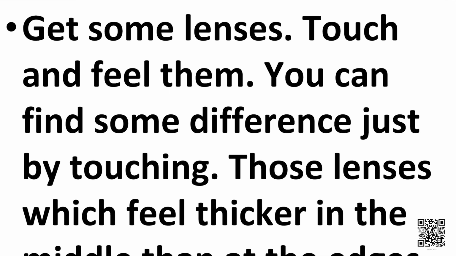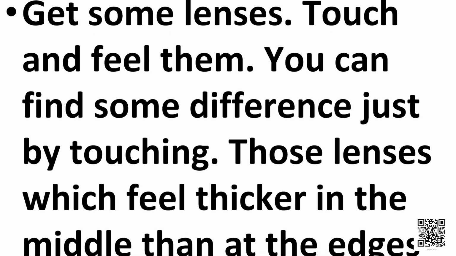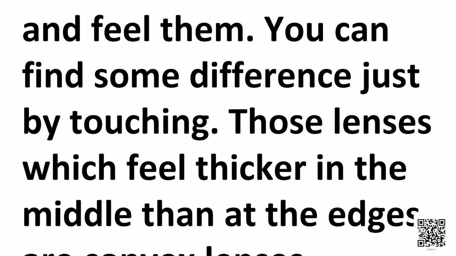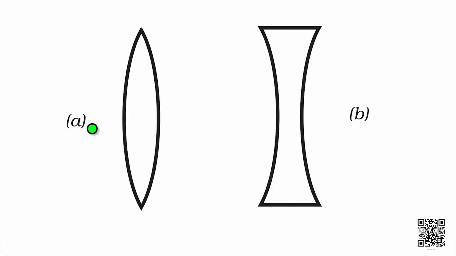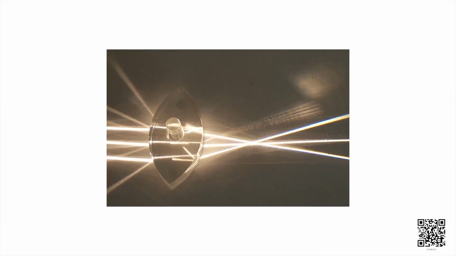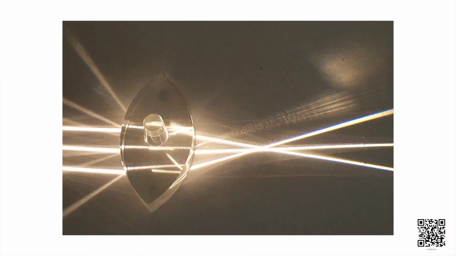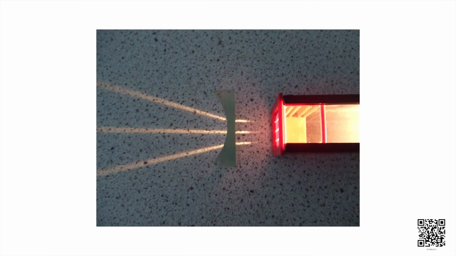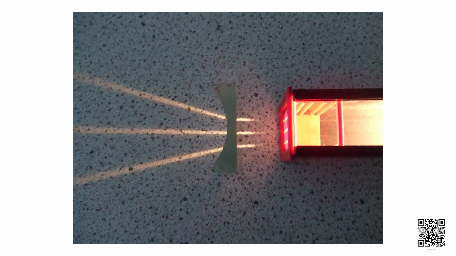Now if you can get some lenses, try to touch and feel them. You can find some difference between them just by touching. Those lenses which feel thicker in the middle than the edges are convex lenses, and those which feel thinner in the middle than at the edges are concave lenses. Now notice, students, that the lenses are transparent and light can pass through them. So a convex lens converges, that is bends inwards, the light generally falling on it. Therefore it is called a converging lens. On the other hand, a concave lens diverges, that is bends outward the light, and is called a diverging lens.